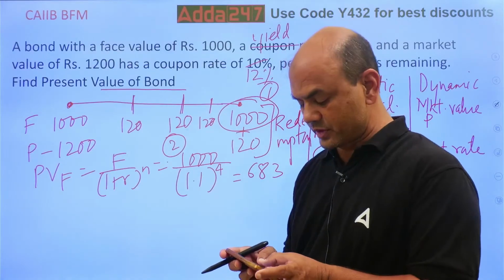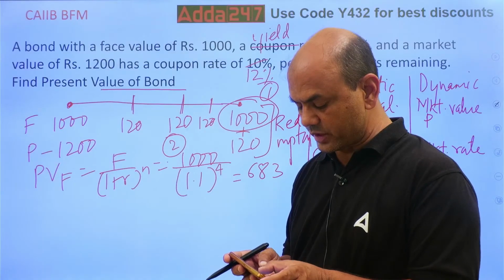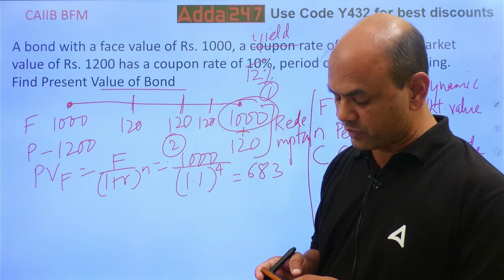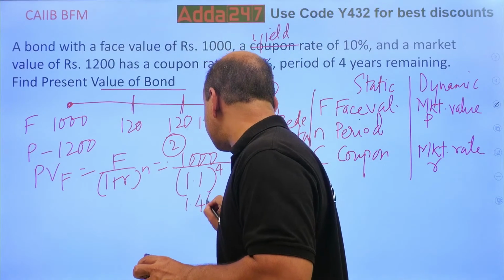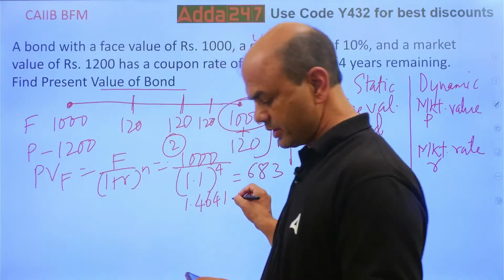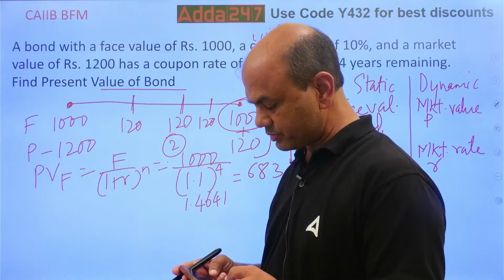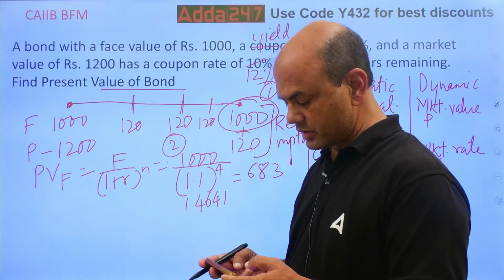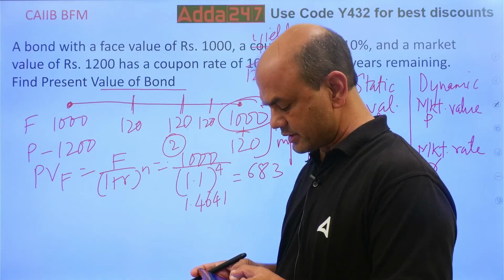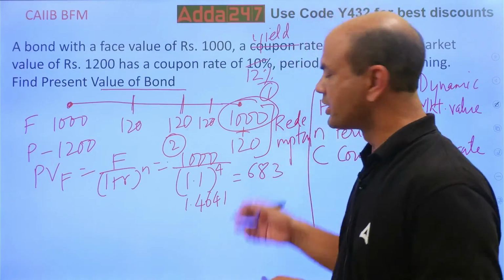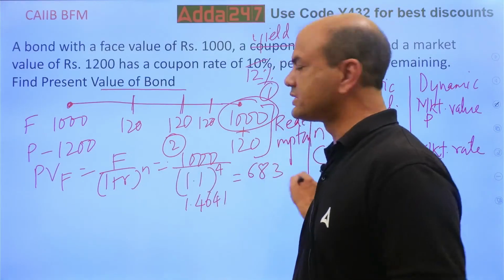So, let's do it. 1.1 raised to 4 into equal to. So, it is 1.4641. Let's write this, 1.4641. Okay? Yeah, so 1000 divided by this now. So, this into 1000. Yeah, that is right then. Correct. 683. So 683 is the right answer. Okay. So present value of face value is 683.